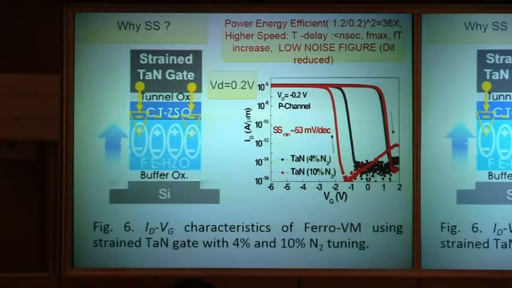This is a common oxide. There's no ferroelectric, but we put a hafnium zinc oxide, and we put a tantalum nitride gate, then produce a strain force on those materials, and they really produce electron concentration and produce a polarization.